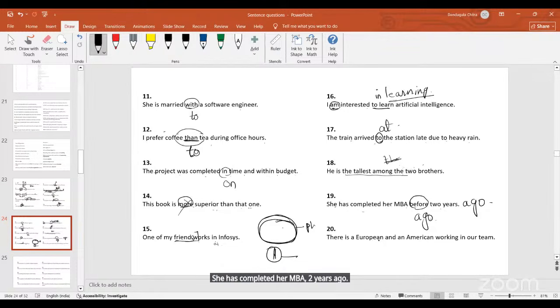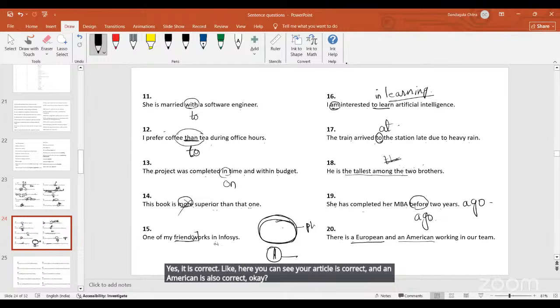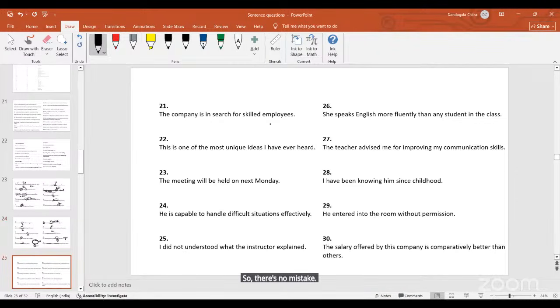Next, there is a European and an American working in our team. So there are no mistakes, sir. Yes, the sentence is correct. Like here you can see article a is correct and an American is also correct. Okay. So there is no mistake. The company is in search for skilled employees.